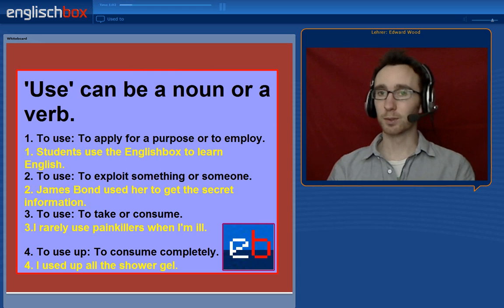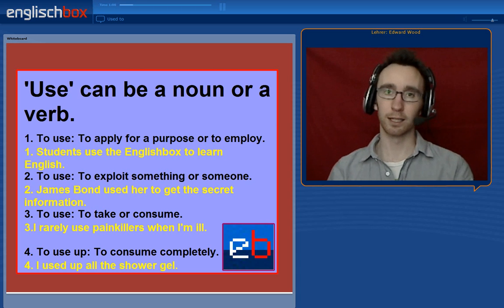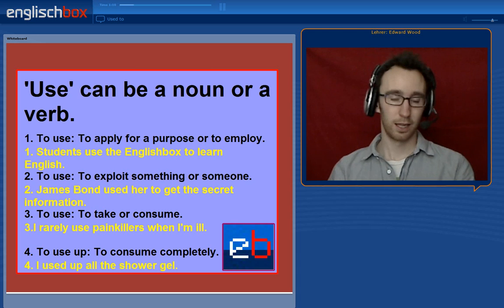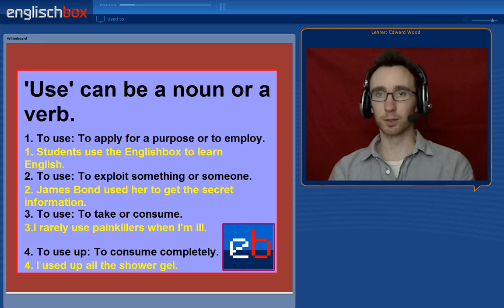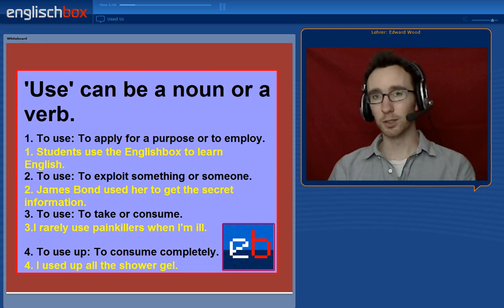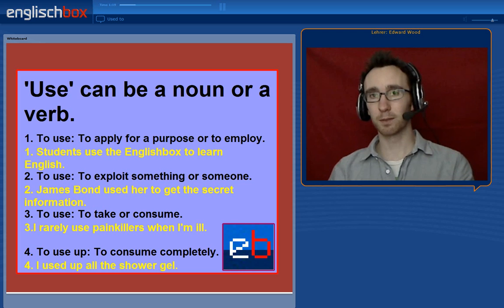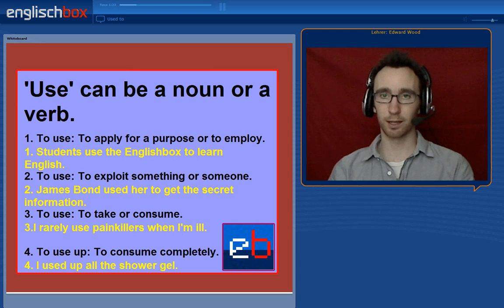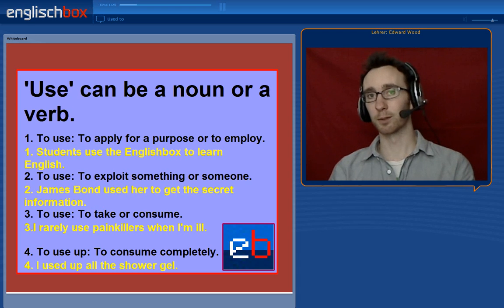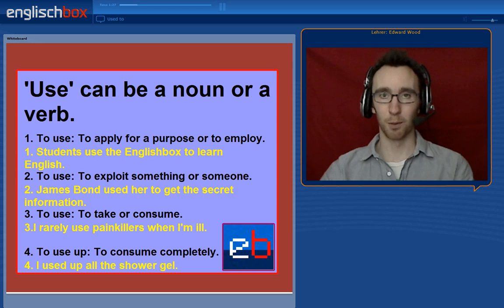It can also mean to take or consume. I rarely use painkillers, or I rarely consume painkillers when I'm ill. It can also be used as a phrasal verb with to use up. And to use up means to consume completely. For example, I used up all the shower gel, so we're going to have to go to the supermarket and buy some more.